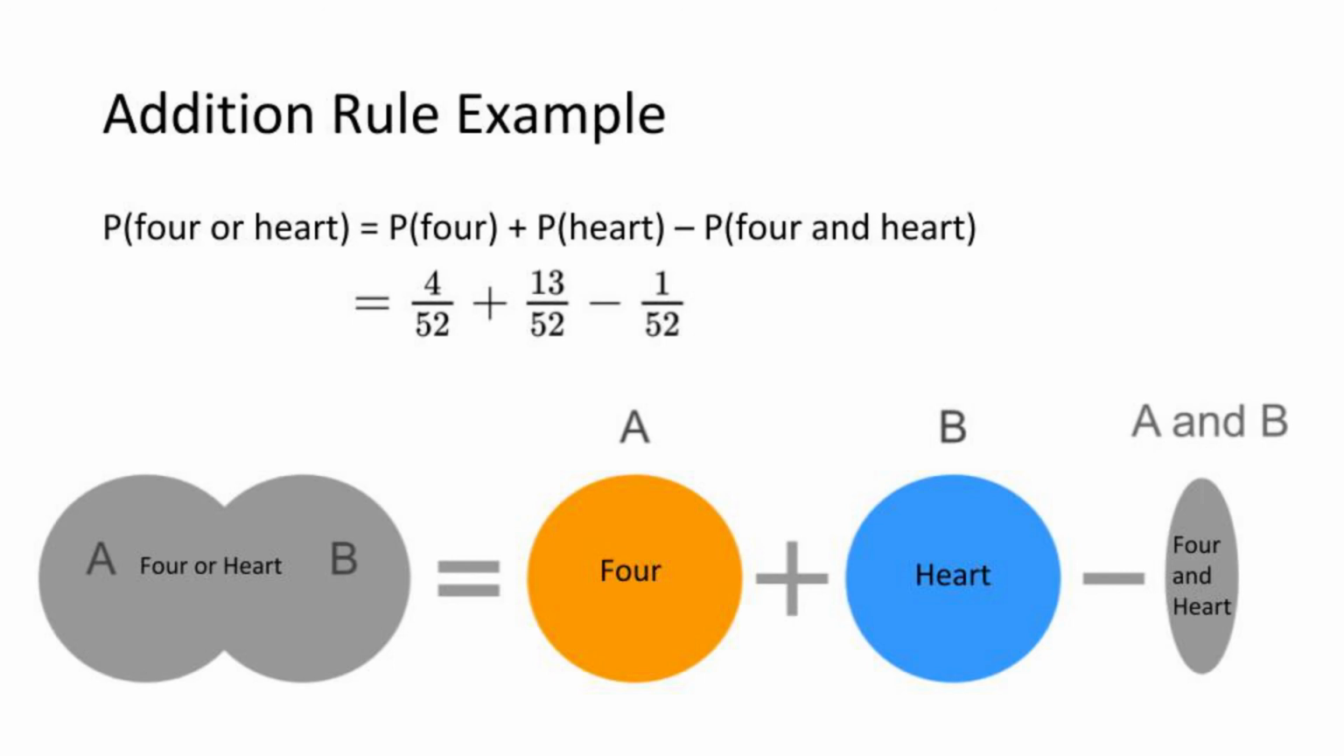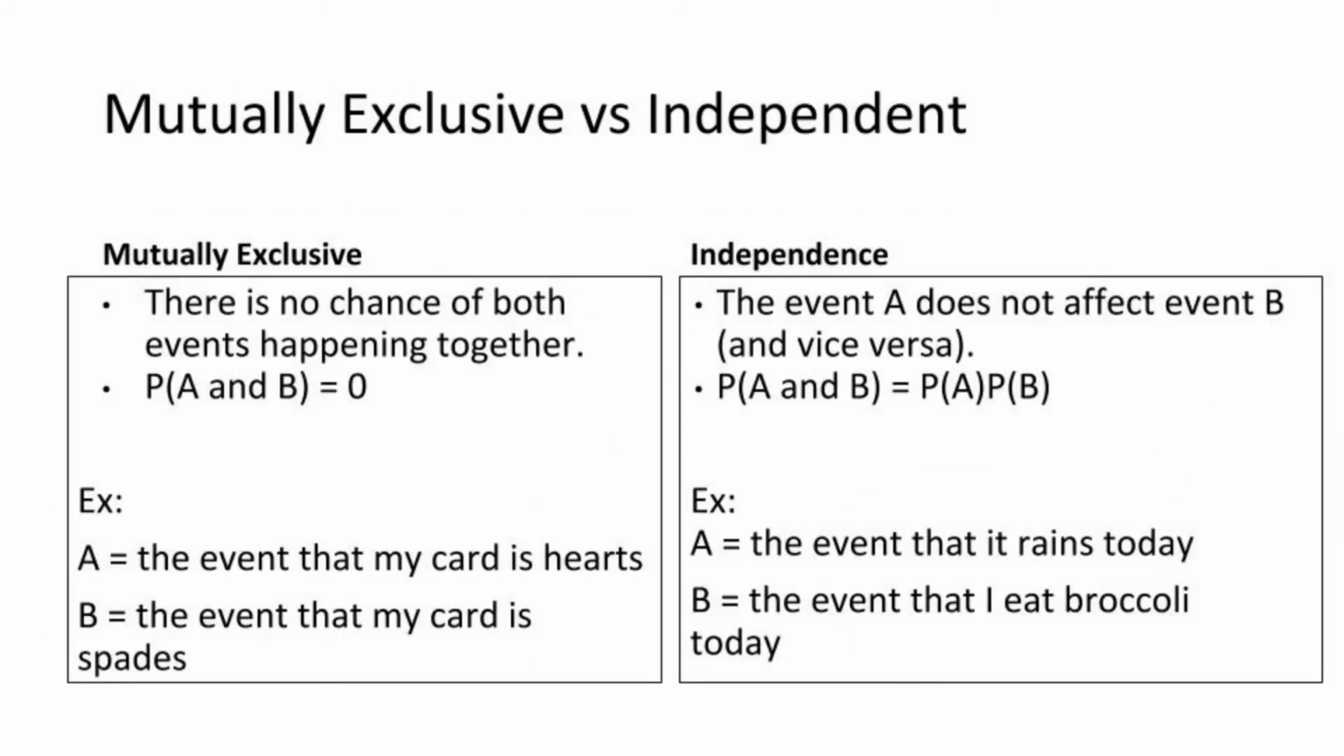All right, so the last topic that we're going to go through is mutual exclusivity versus independence. Mutual exclusivity means that there's no chance of both events happening together, thus the probability of A and B is 0. For example, if A is the event that my card is a heart and B is the event that my card is a spade, then both of those events can't happen at the same time.